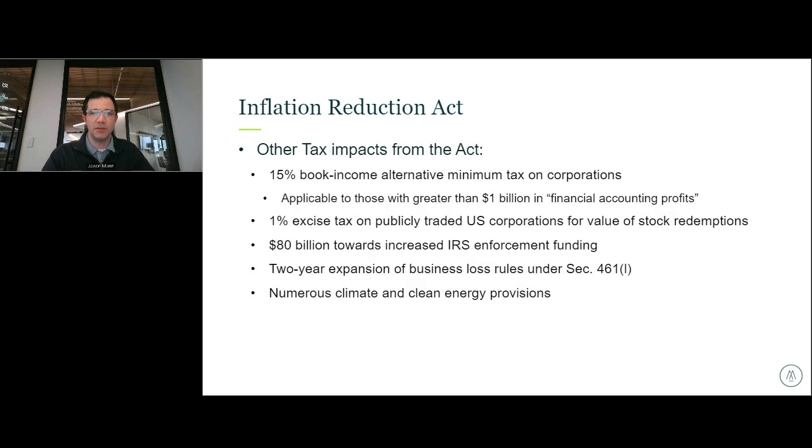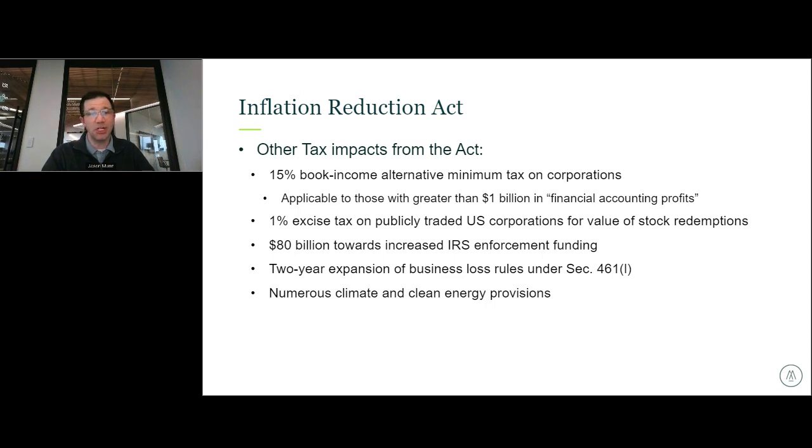All right, let's talk about some other tax impacts from the act real quick, which may affect more at the portfolio company level, but just things to be mindful of in general. 15% alternative minimum tax on book profits, different than the old corporate AMT that some of you might be familiar with, but it's only applicable to those with over $1 billion in profits over a three-year look-back period. So should be fairly narrow in scope.